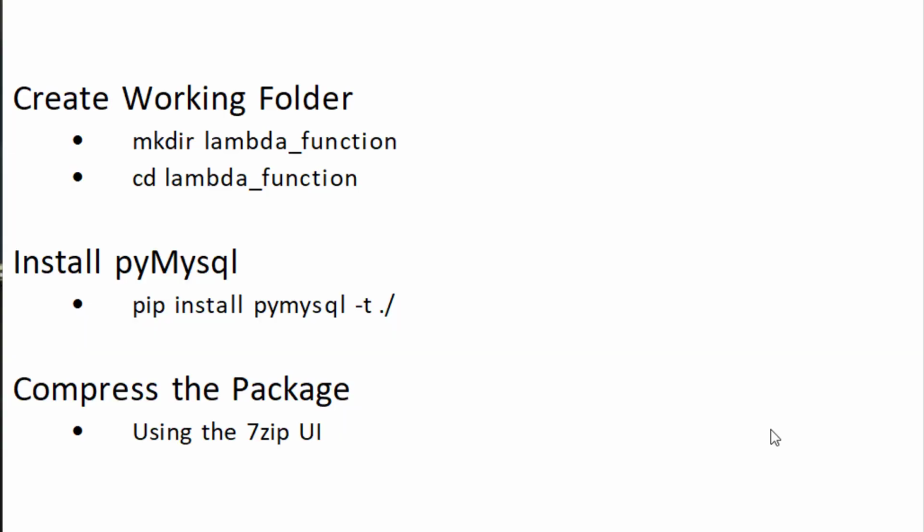Today we're going to build a Lambda package for the pymysql library. I'm currently building this package using the Windows environment, but if you'd like to see instructions for Linux or Mac, please see the link in the description down below. Today we'll accomplish this task by creating a working folder, installing the pymysql library, and then we'll compress this package using 7-zip. Let's get started.